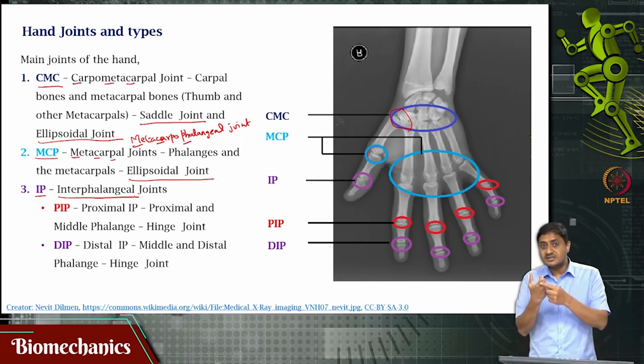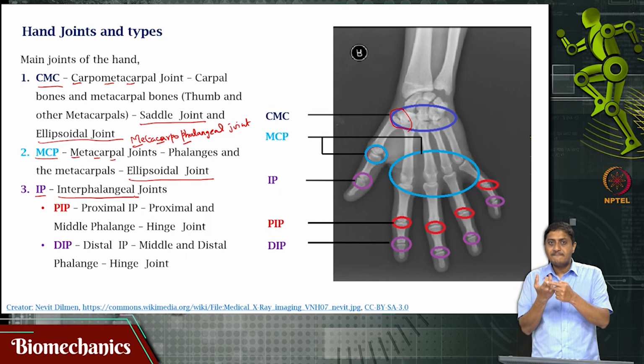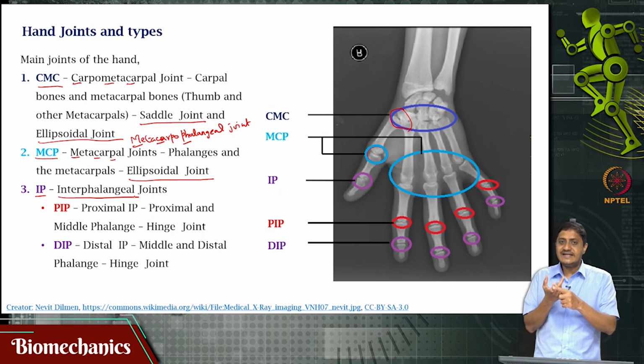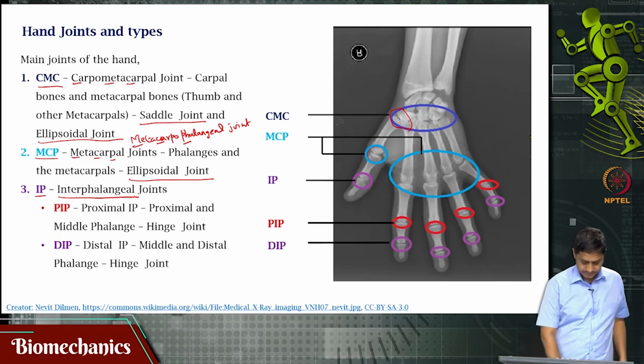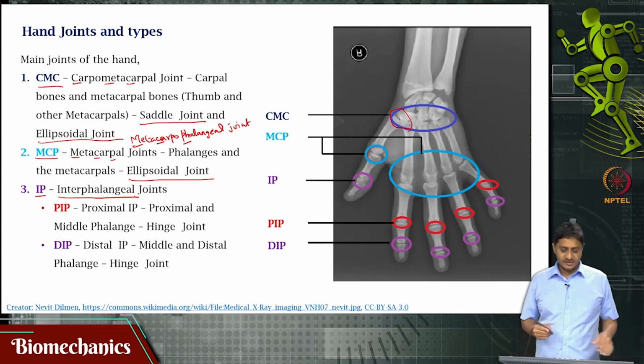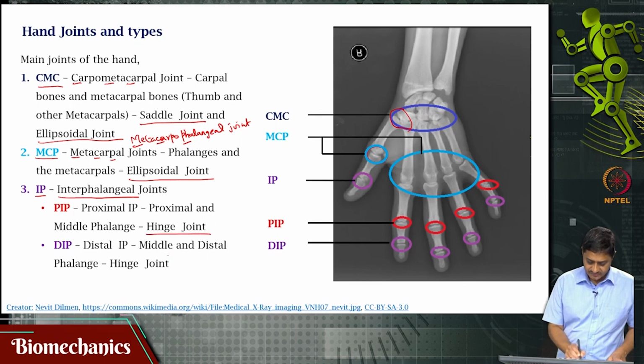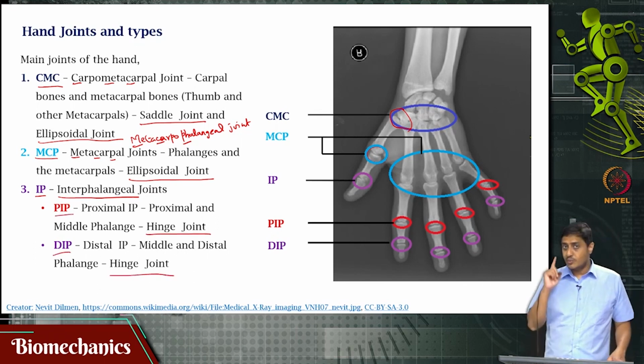The joint that is closest to the palm, or the more proximal of these joints, is called the PIP joint or the proximal interphalangeal joint. The one that is more distal is called the DIP joint or the distal interphalangeal joint. Both of these are hinge joints, meaning that they are going to have 1 degree of freedom.